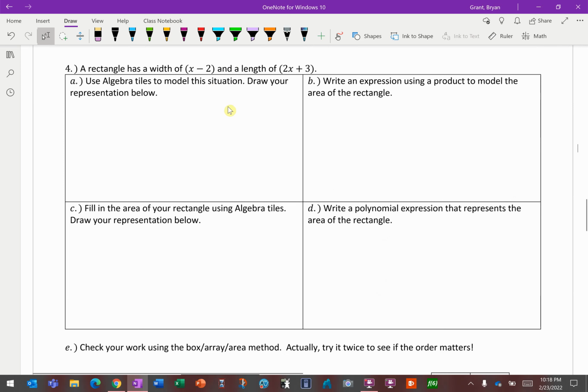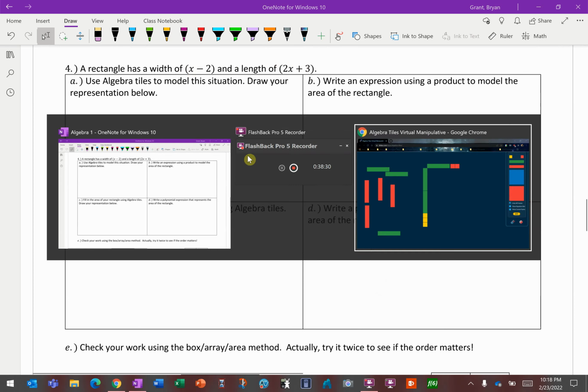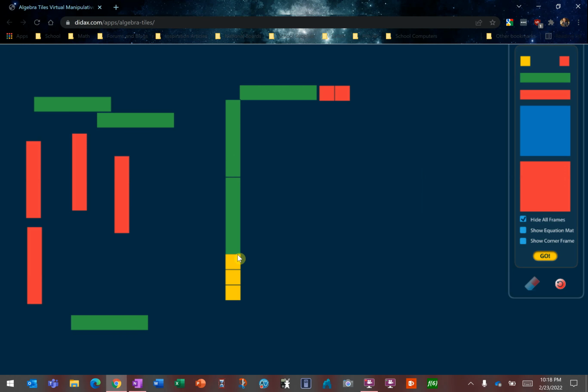I'm going to try to model this for you as well, and I'll do the outline first. 2x plus 3 and x minus 2. So I have 2x plus 3. That's still the same side here. I just went with the height. 1x, 2x, 1, 2, 3. 2x plus 3. And then I did an x with a minus 2. Did you remember to make yours red because they're negative, x minus 2?